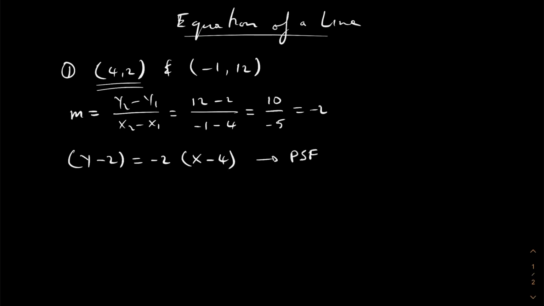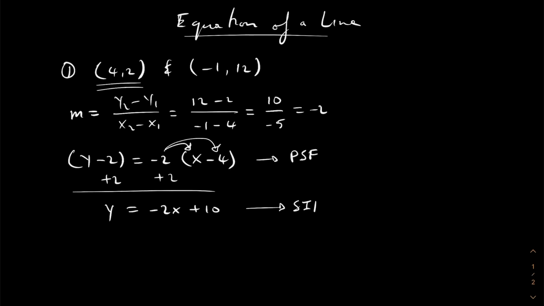But sometimes you're going to be required to write your equation in slope-intercept form. And so in that case, all you have to do is isolate the variable y on one side of the equation. And that will give you y equals -2 times x. It's going to be -2x. And then -2 times -4 is going to give you 8. Plus 2 will give you 10. And so this particular form represents the slope-intercept form of your equation.